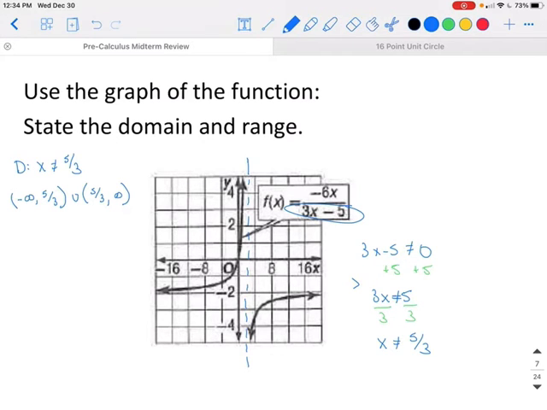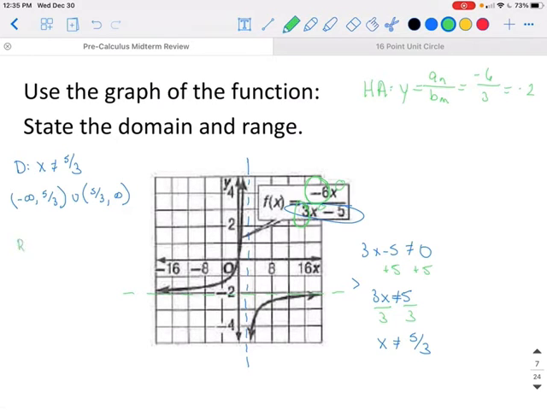Now if we look at our range, there is a horizontal asymptote on this one as well. Because the degree of the numerator and the denominator are exactly the same, we do know that our horizontal asymptote is going to be at a_n over b_m, which remember is the leading coefficient on the top over the leading coefficient on the bottom. So negative 6 over 3 or negative 2.